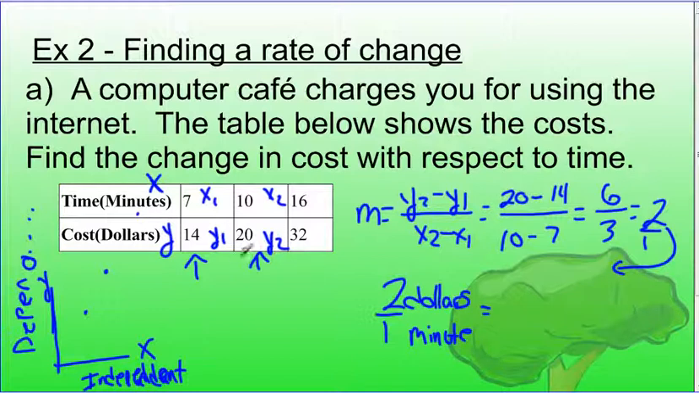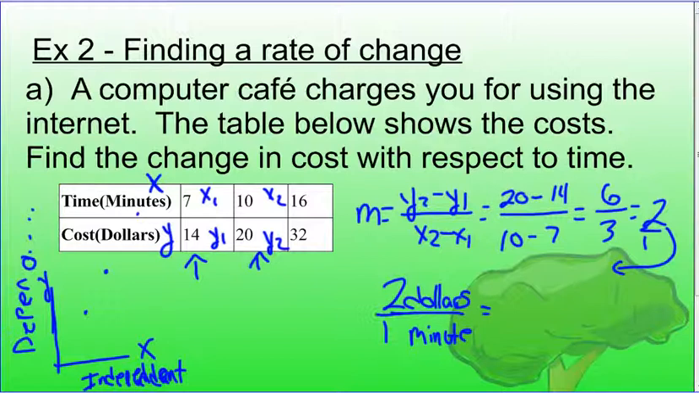Now let's check and see if that answer makes sense. You're there for 7 minutes. If they charge you $2 a minute, it should be double the amount of time. So double that is that. That one checks out. Double 10 is 20. Double 16 is 32. So these times all check out. They charge you $2 a minute to use their internet. That's pretty expensive.